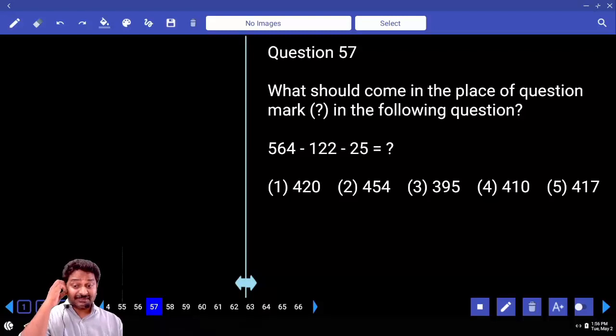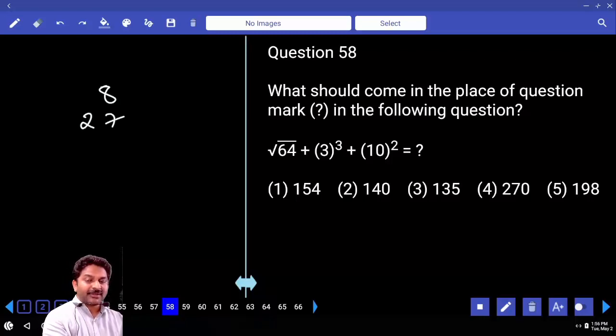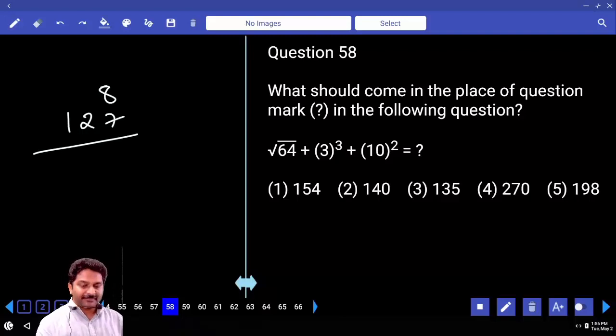Last digit verification. 4 minus 2. 2 minus 5. Under root of 64. 3 cube. 10 square. Total 135.